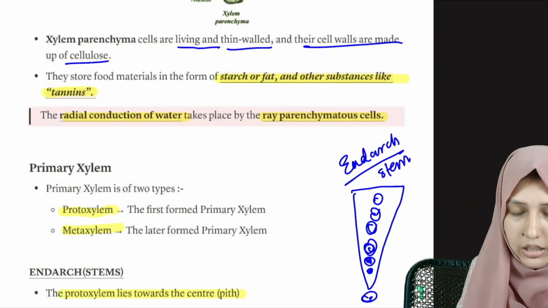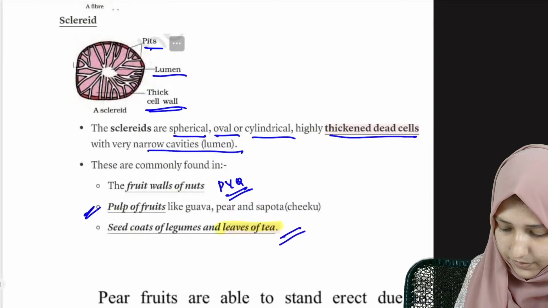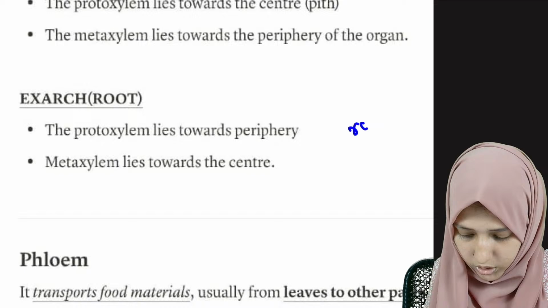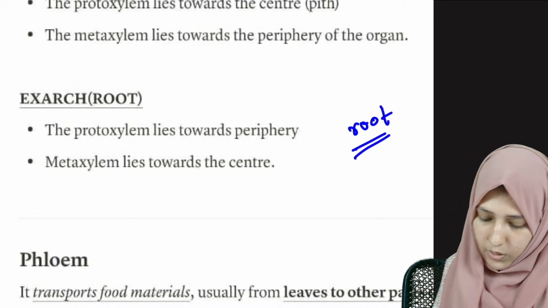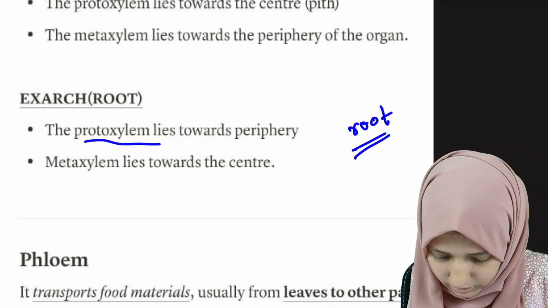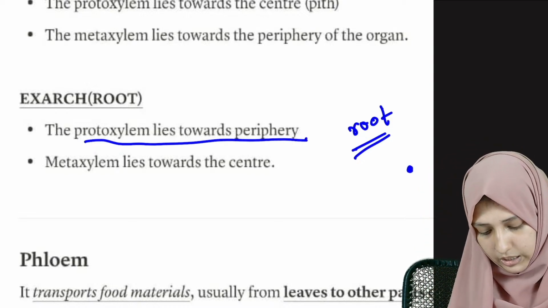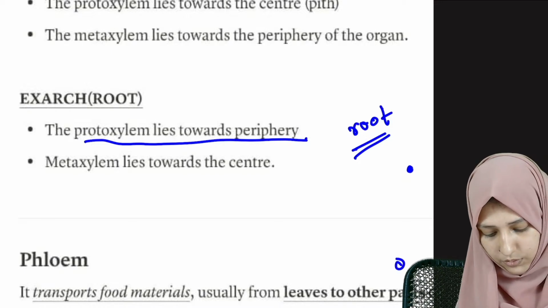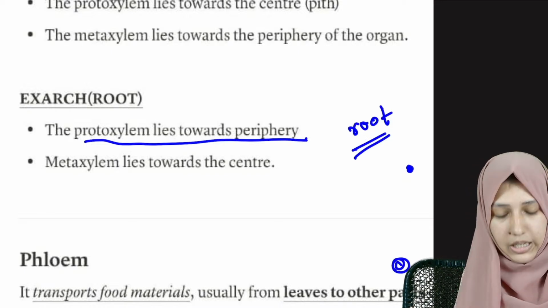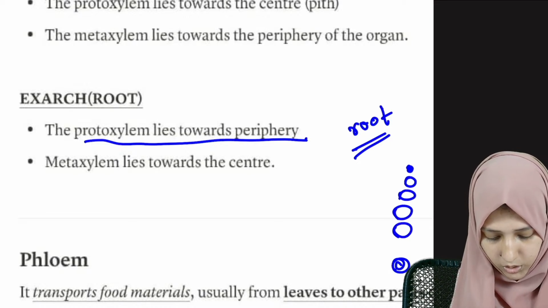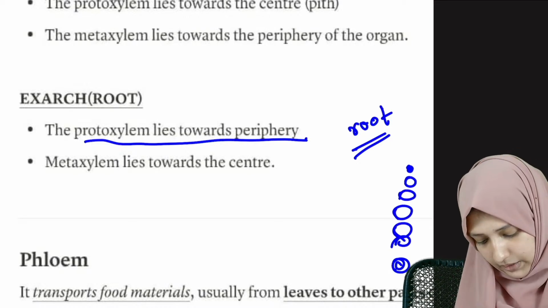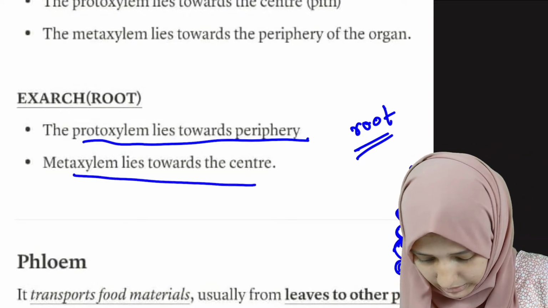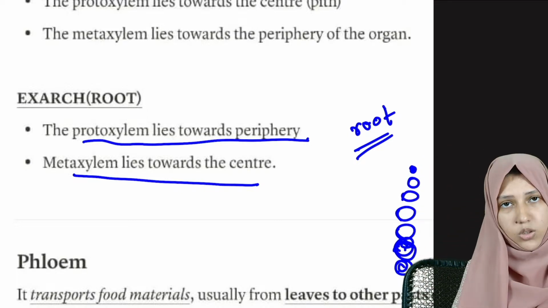And exarch, there is another entity known as exarch. Exarch is always seen in roots. What is the character of exarch? Protoxylem lies towards the periphery, which means the first formed xylem will be at the periphery. This will be the pith and this will be the first formed xylem. This will be the later formed xylem. So it is away from the pith, so it is known as exarch. So metaxylem is formed towards the center.